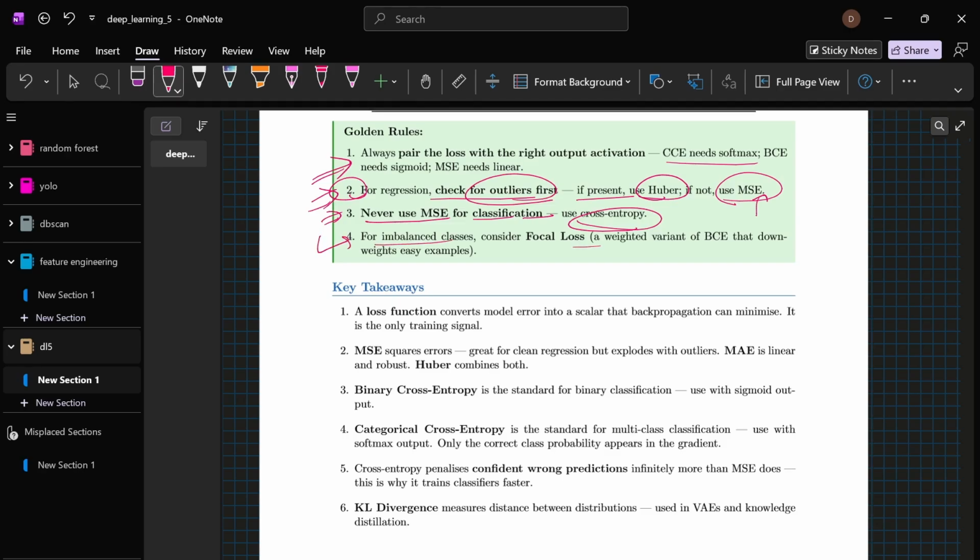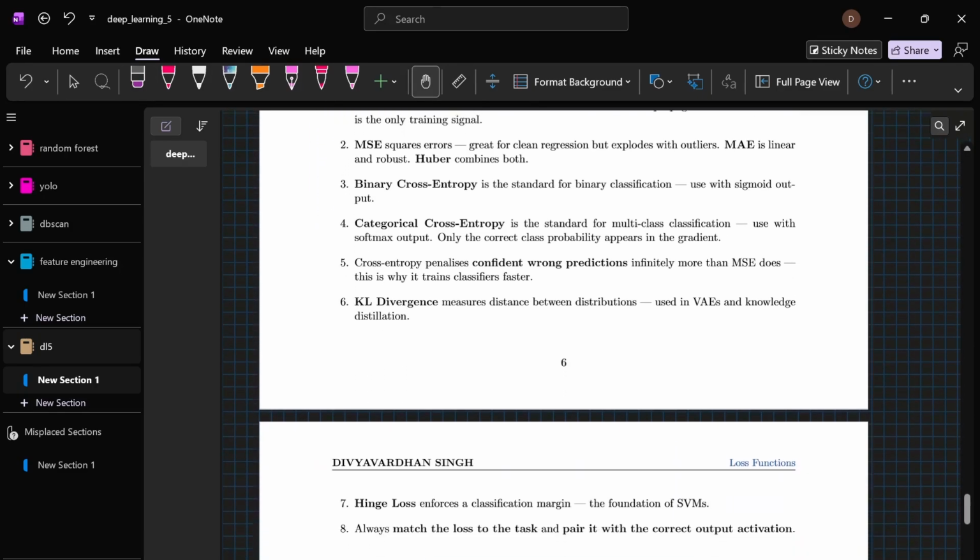Rule 4 is, for imbalanced classes, look into focal loss, which is a weighted variant of BCE that downweights easy samples and forces the model to focus on the hard ones.